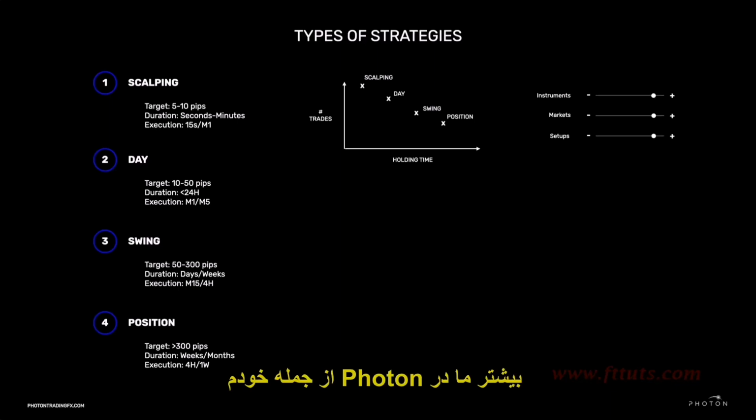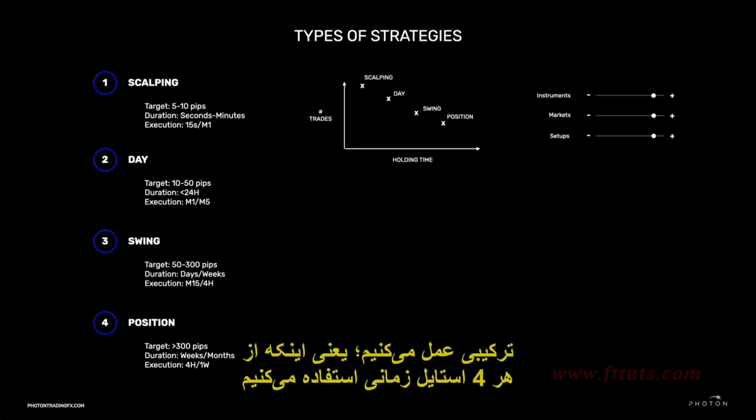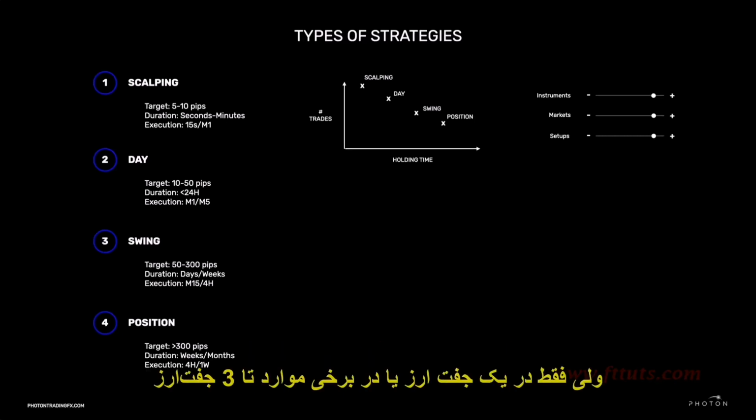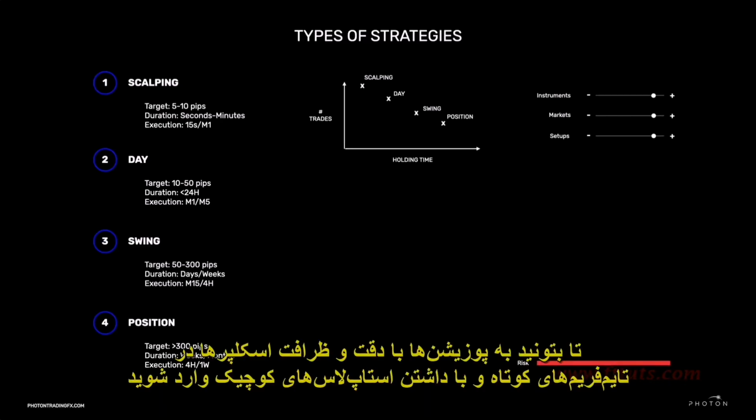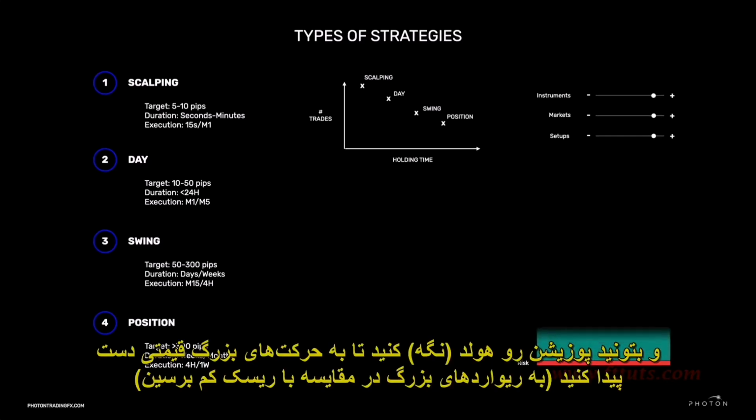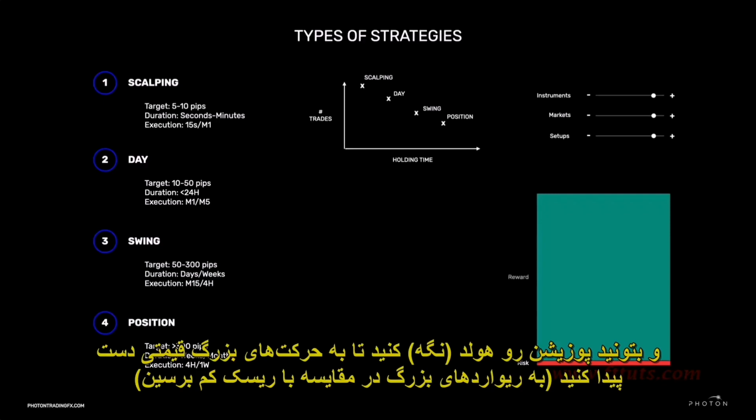Now, the majority of us in Photon, and myself included, take a much more sort of hybrid approach, and we essentially trade all four of those time-based styles, but on just one pair alone, or in some cases, maybe just 2 or 3 pairs at an absolute maximum. So you will learn and develop the skill set to be able to enter a position with the accuracy and refinement of a scalper on the lower time frames with a very small stop loss size, but to then hold and target the larger price movements of a swing or even a position trader for insanely huge risk to reward trades.